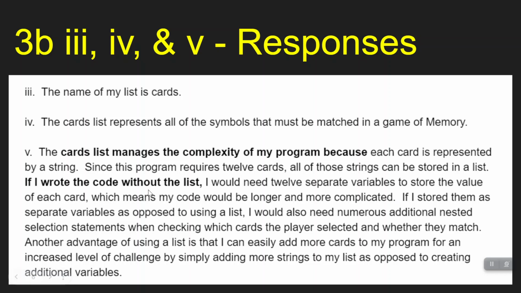And it's important to include these details right here, because when you're contrasting what your code would look like without using a list, you have to definitely bring up some of the negative impacts that would have on your program code. If I stored them as separate variables as opposed to using a list, I would also need numerous additional nested selection statements when checking which cards the player selected and whether they match. So again, I'm getting into this idea that I would not only have to have a lot of additional variables, I would have to have additional if, elif, and else statements.